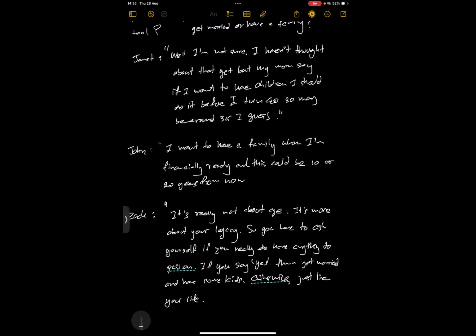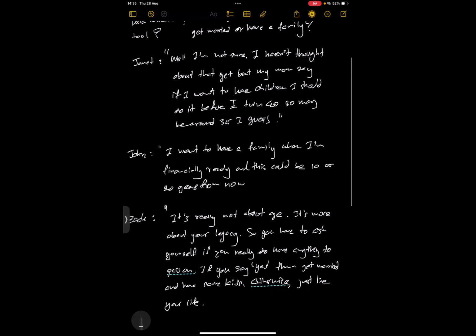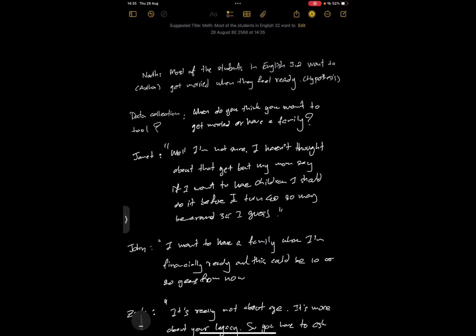All right. Okay, so suppose this is the data that I collected. Now I'm going to have to process this data to confirm whether my hypothesis is right or wrong. So if we look at Janet, Janet said, "Well, I'm not sure. I haven't thought about that yet. But my mom says if I want to have children, I should do it before I turn 40. So maybe around 35, I guess."